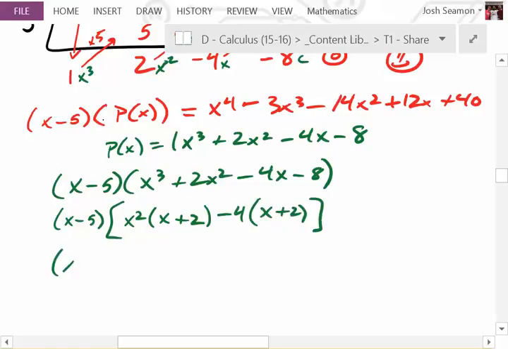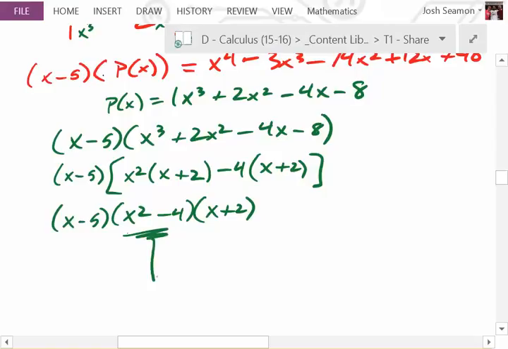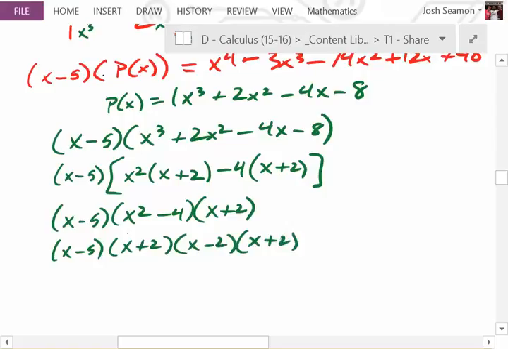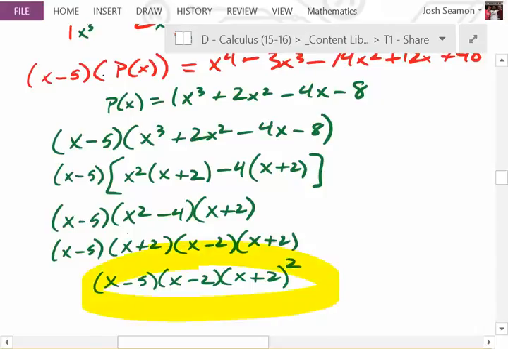Oh, so what does it factor into? x minus 5 times x plus 2 times x squared minus 4. Are we done? No. What is this right here? The difference of squares: x plus 2 times x minus 2. So this is x plus 2 times x minus 2 times x plus 2. Are there 2 of them? Oh, there are 2 of them. So what do you end up with? x minus 5, x minus 2 times x plus 2 squared. Boom. Fantastic. We love that. That is excellent.